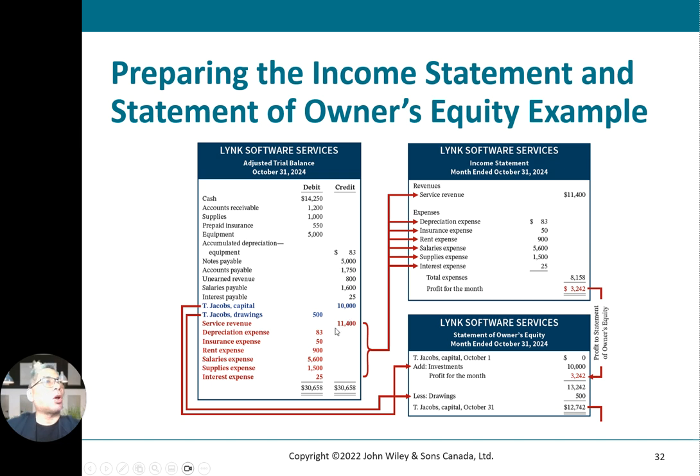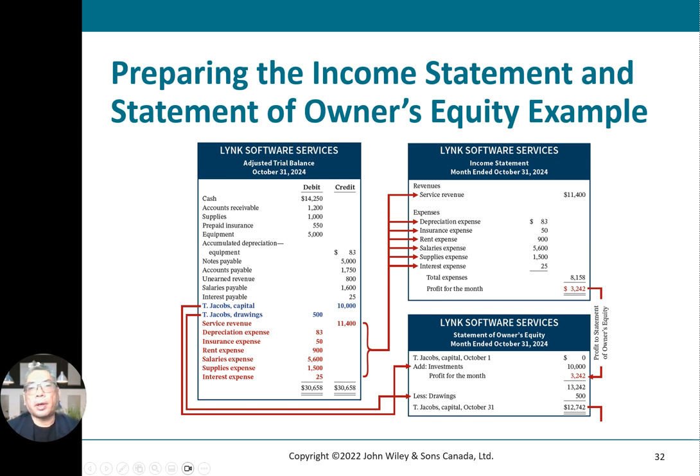So you will see here all the revenues go to the income statement. All the expenses also go to the income statement. You will see it tally up here. You got here 11,400 your revenue. Tally up your expenses, 8,158. Your profit will be 3,242. So all the way you put it into your retained earnings, into the statement of owner's equity, profit for the month 3,242. That is the way you got it.